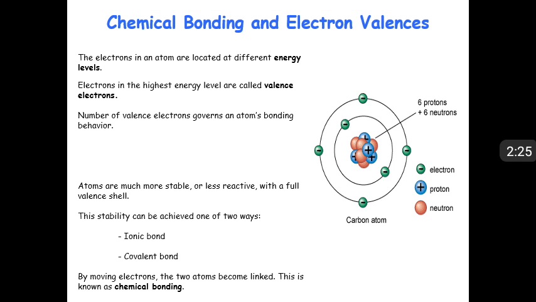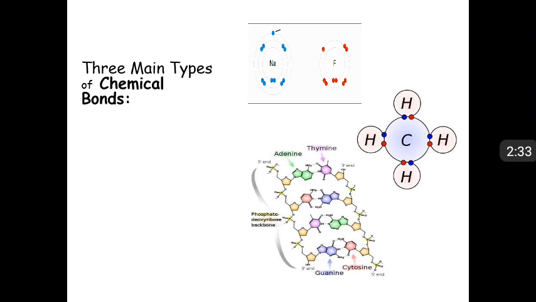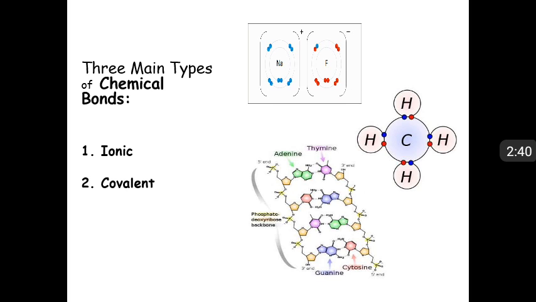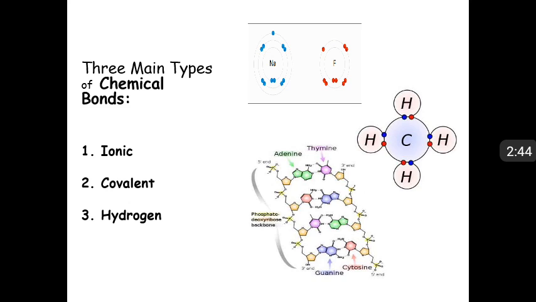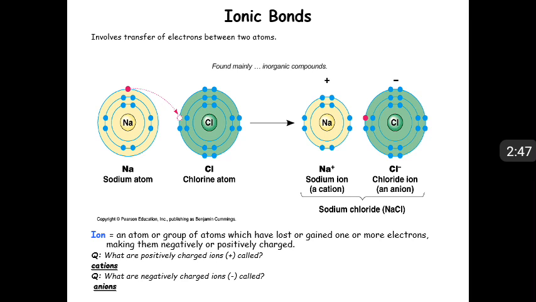Now, what is the maximum number of valence electrons for a full valence shell? The answer is 8. Now, three main types of chemical bonds are ionic, covalent, and hydrogen. Now, we'll discuss them separately.